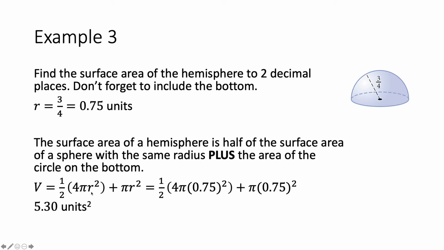So for both of these, for the radius here, we're plugging in 0.75 in both of those spots. Make sure you do the exponents before you do the multiplication. So do 0.75 squared first, then multiply by these things. Same here, do 0.75 squared first, then multiply by pi, and at the very end add these terms together. And you should get 5.30 units squared.